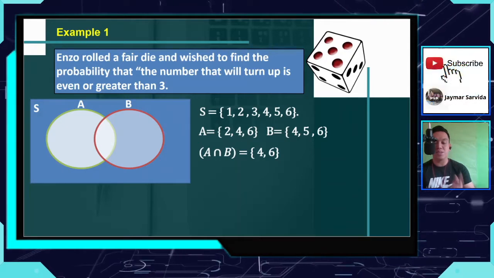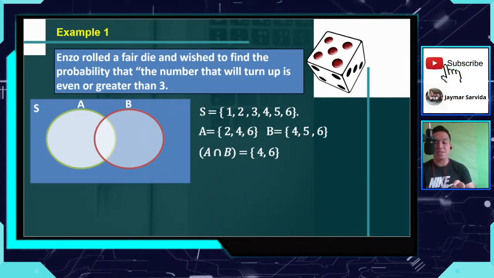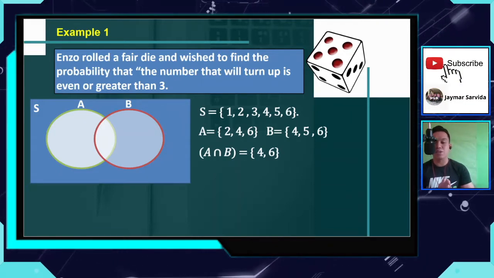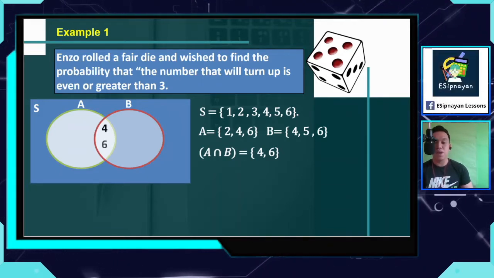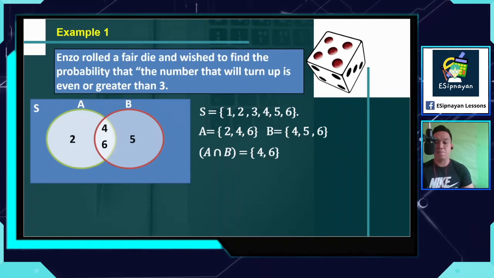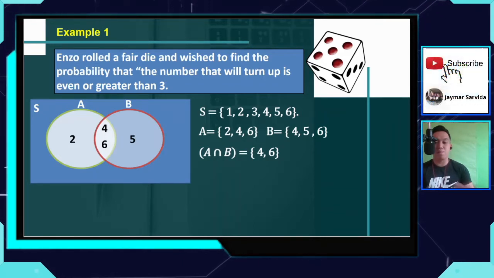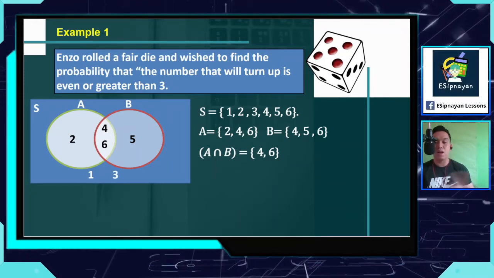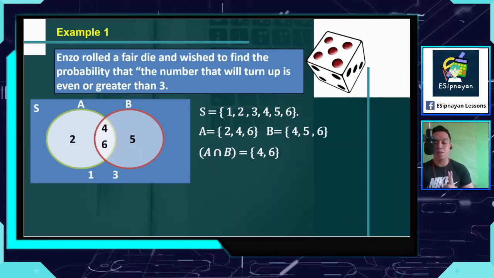So yung 4 and 6, dito natin siya ilalagay sa ating nag-overlap, sa overlapping part ng ating dalawang circle. So 4 and 6. And for A only, we have 2. And for B only, we have 5. And the elements sa ating sample space na wala sa dalawang event, dito yan sa labas ng ating circles. So ito ay si 1 and 3. Okay? So sa labas sila ng circles dahil wala naman sila sa ating dalawang event.